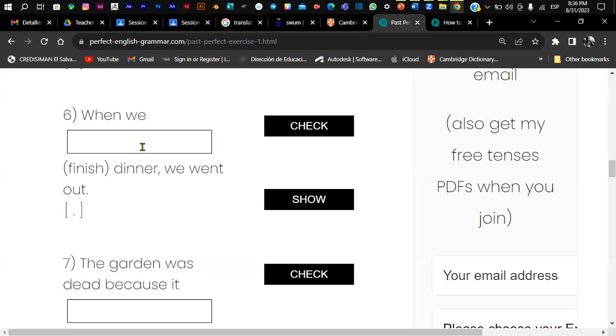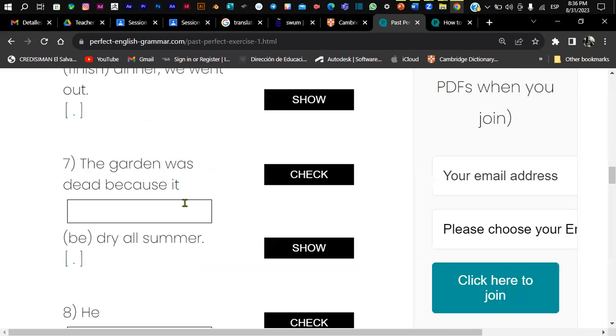When we have finished dinner, we went out. When we have finished. Okay, finished is with pronunciation T. Is with pronunciation T, correct? Okay. Let's see.